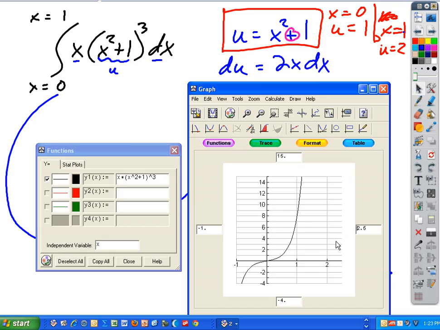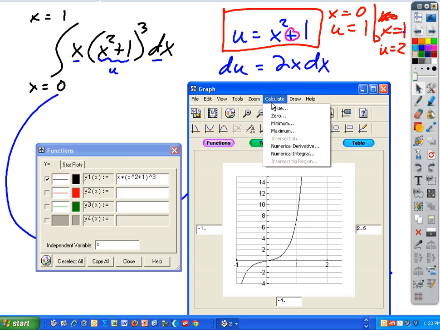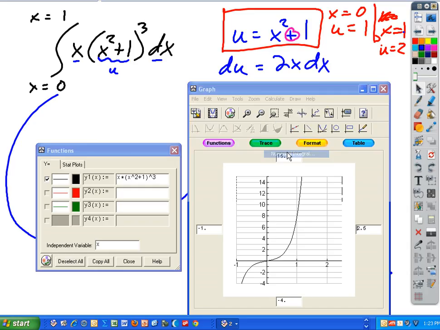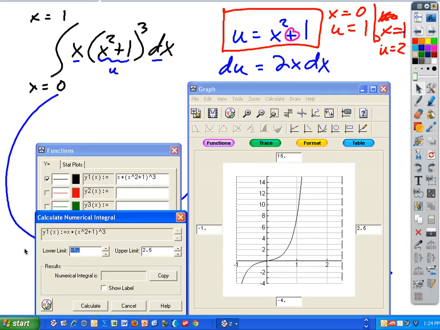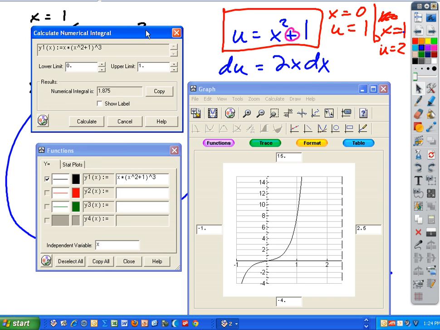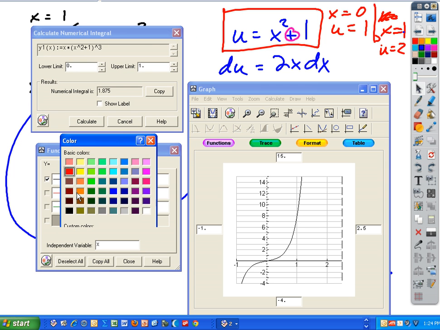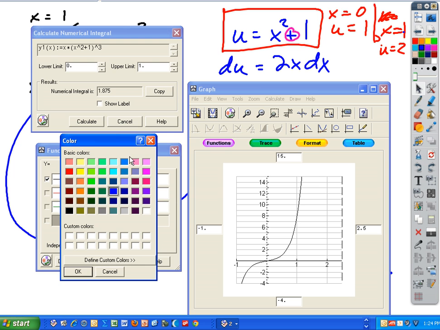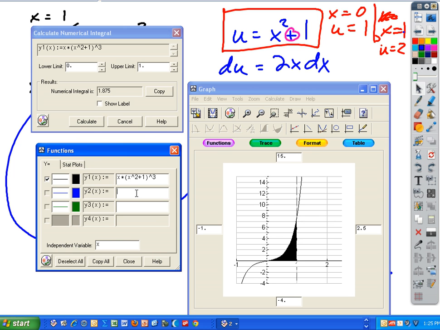Right, between 0 and 1, I can calculate a numerical integral. Lower limit is 0, upper limit is 1. Calculate, and there it is. 15/8, 1.875. Okay? 1 7/8. Okay. Now watch what happens if I go down. I want to make this one blue. Do it in the same window. If I put in the other function.